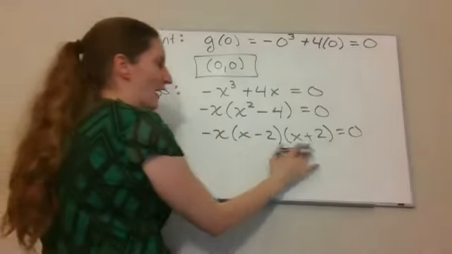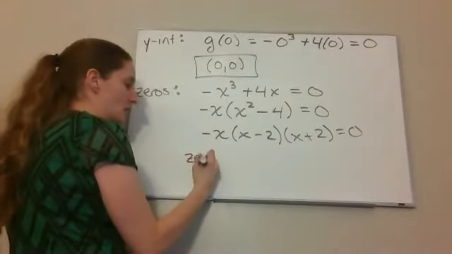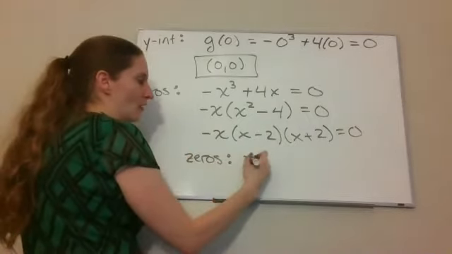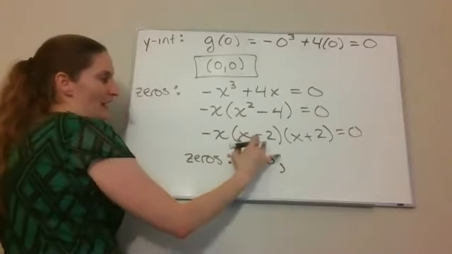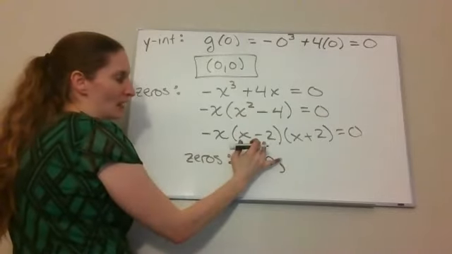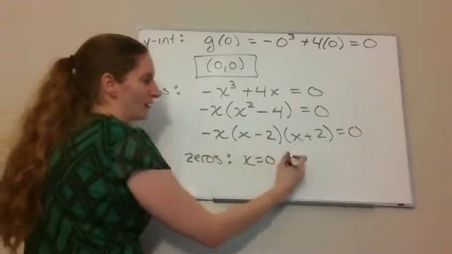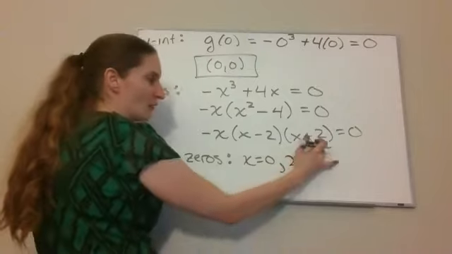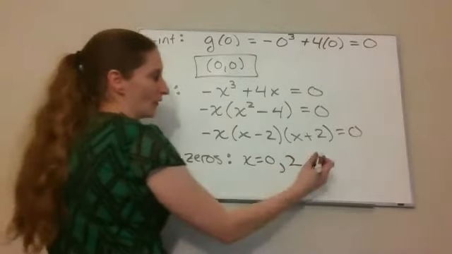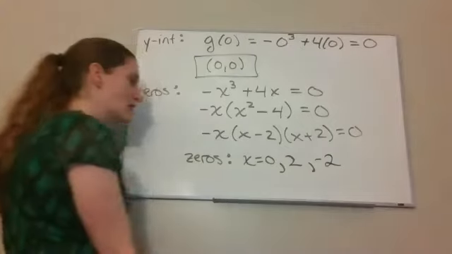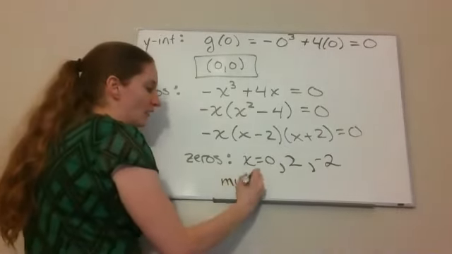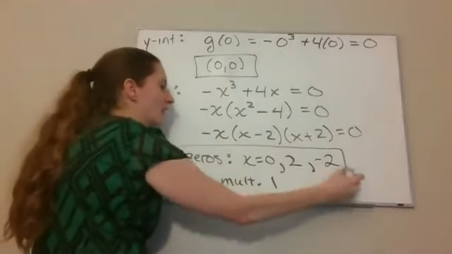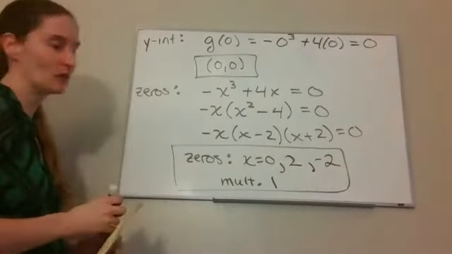Looking at each of these factors, I can pick out my zeros. This first one is 0 when x equals 0. My second factor is 0 when x minus 2 equals 0, which means x equals 2. And my last one is 0 when x plus 2 equals 0, which is when x is negative 2. And all of these have multiplicity 1 because I don't have any exponents on those factors.